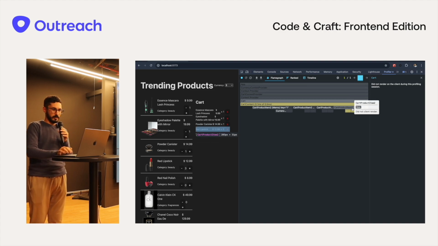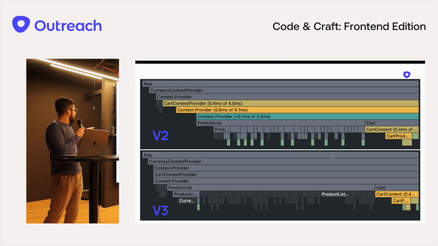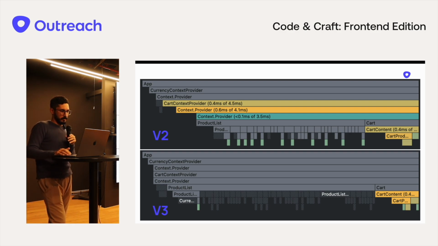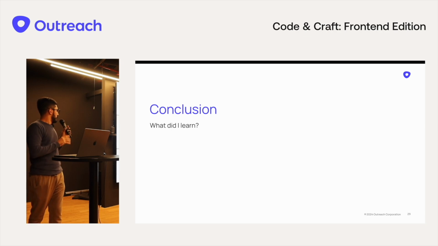Overall, we can see them side by side here. We have V2, which took 4.5 milliseconds, and then we have V3, which took, if I remember correctly, 1.8 milliseconds. So that's less than half of that. Cool. So yeah, that was all.